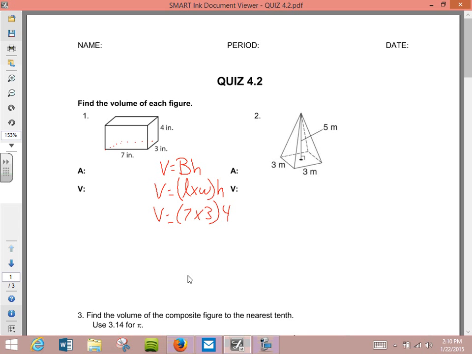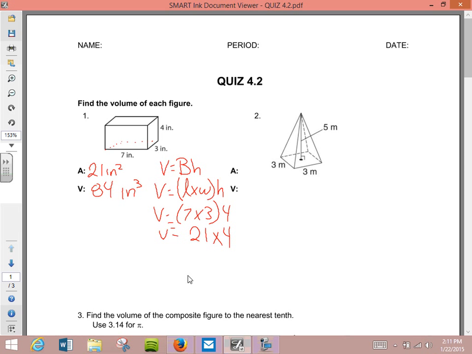What is 7 times 3? 21. So our area is going to be 21, right? And what kind of inches? Squared, yes. We're not done, right? We do volume equals 21 times 4. What is our volume then? 84 what? Cubic inches. Perfect. That is all I needed. That's it. Nothing more. Nothing extra.